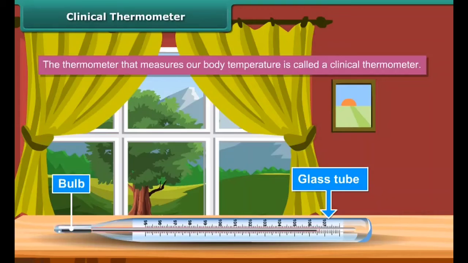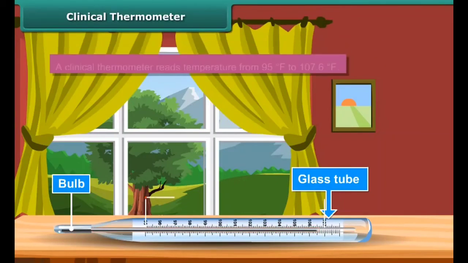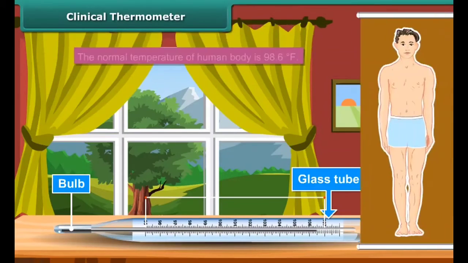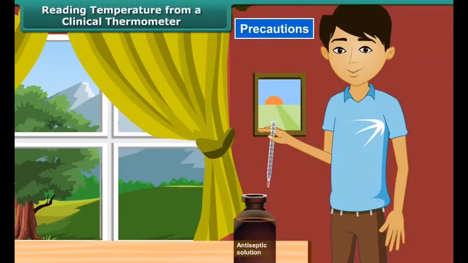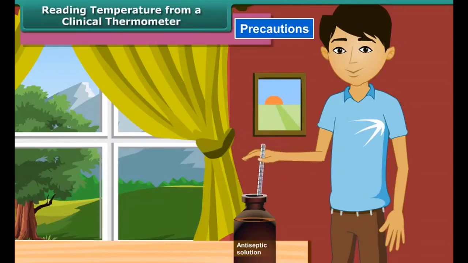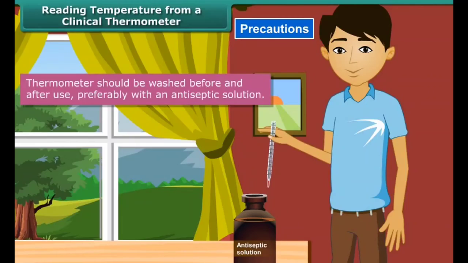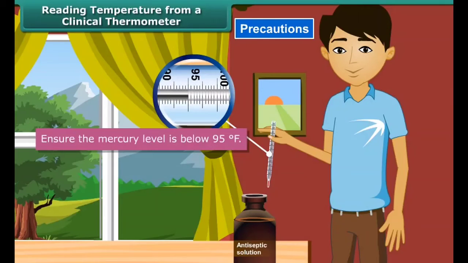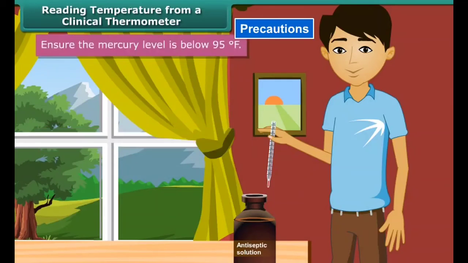A clinical thermometer consists of a long, narrow, uniform glass tube. It has a bulb at one end filled with mercury. Outside the bulb, a small shining thread of mercury can be seen. A clinical thermometer reads temperature from 95 degrees Fahrenheit to 107.6 degrees Fahrenheit. The normal temperature of the human body is 98.6 degrees Fahrenheit. The clinical thermometer is also known as a doctor's thermometer.